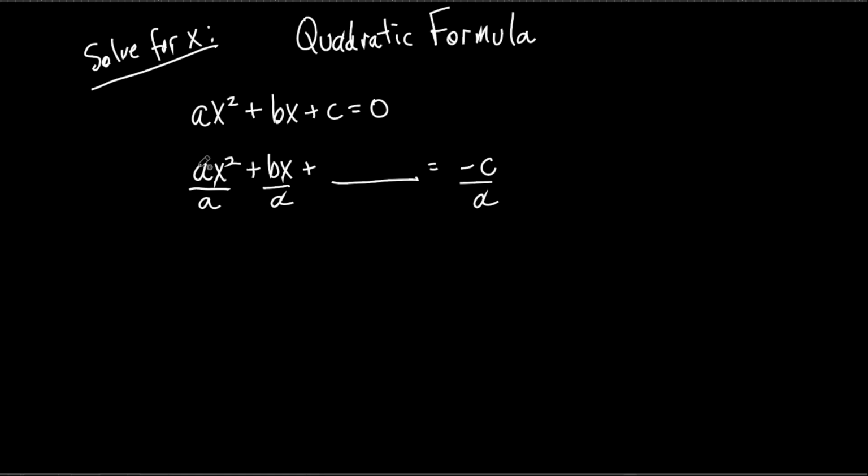All right, let's see what we get. This a cancels out with that one, so I get x squared plus. Now watch what I'm going to do here. Do you see how I have a b over a? I'm going to write it like this, b over a, and then put the x out in front. It's the same exact thing, just looks a little nicer. Plus blank equals, and this is negative c over a. All right, so I divided everything by a.